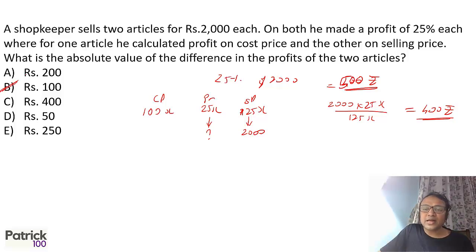Just cross multiplying, you'll get the answer. So 25% of 2000 is 500. It's very clear in selling price. Cost price, you can assume cost price 100x. So profit is 25%, selling price 125x, which stands for 2000. Then you can cross multiply to find the profit. You get a difference as 100 rupees.